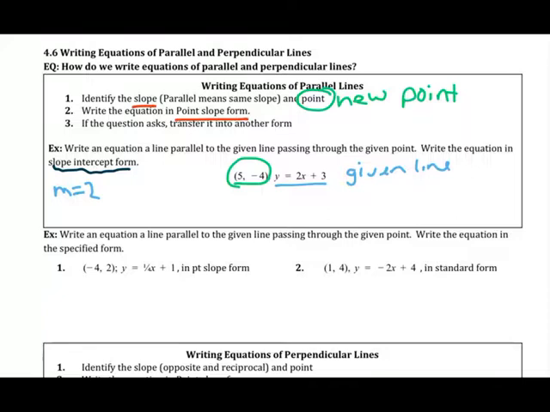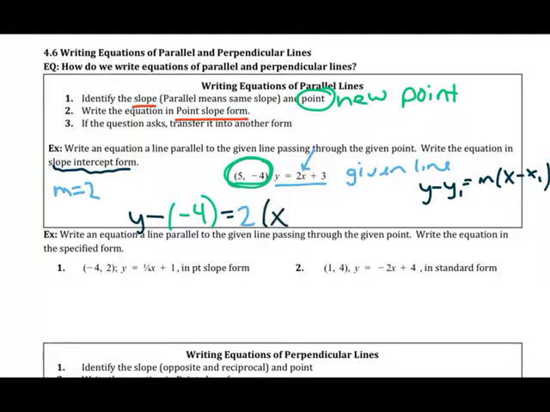I'm going to plug the slope and my new point into point-slope form, which, in case you have forgotten, is y minus y1 equals m times the quantity x minus x1. So y minus the y value of this point in green, which is -4, is going to equal the slope, which is still going to be 2 because that's the slope of the line that it's parallel to, and parallel means same slope, times x minus the x value of that point they gave us, which is 5.